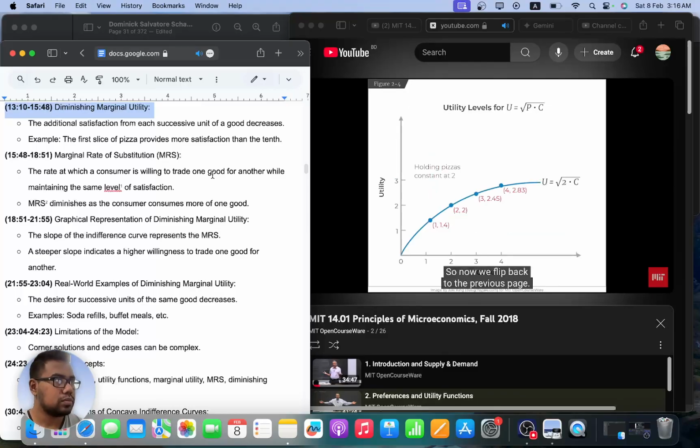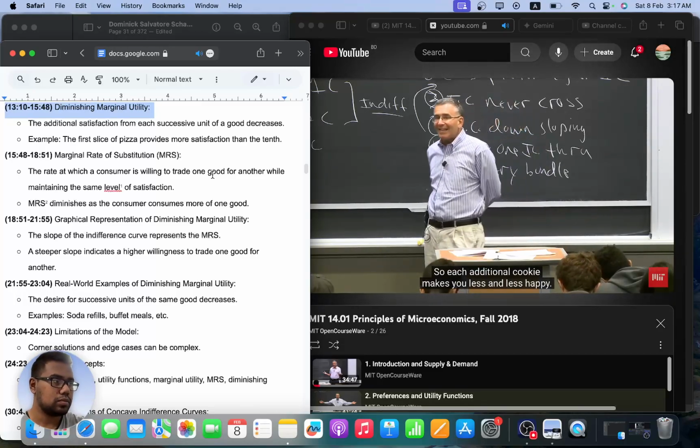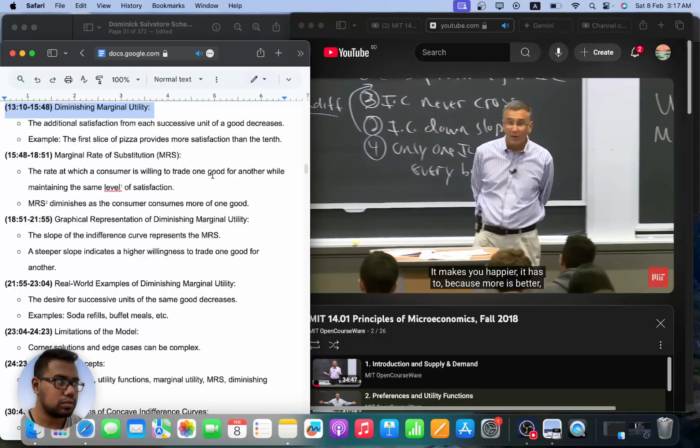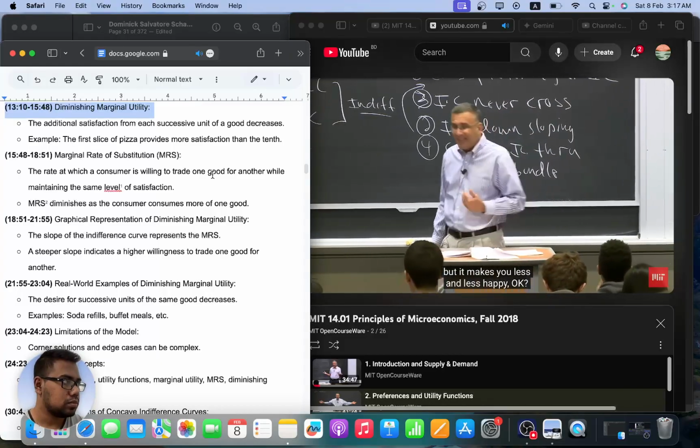So now we flip back to the previous page. We're going from the square root of 4 to the square root of 6. Square root of 6 is only 0.45 more than the square root of 4, and so on. So each additional cookie makes you less and less happy. It makes you happier. It has to, because more is better. But it makes you less and less happy. Okay? And this makes sense.